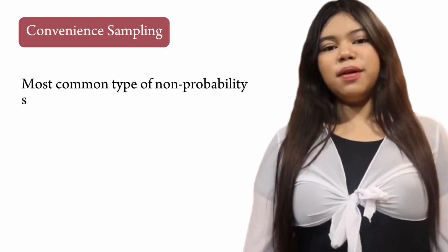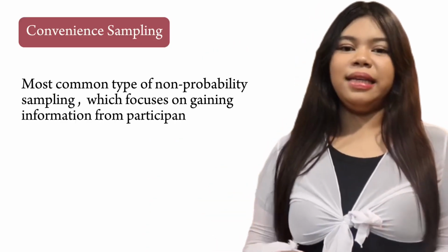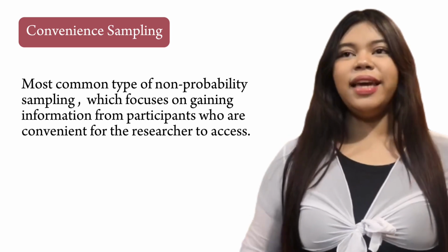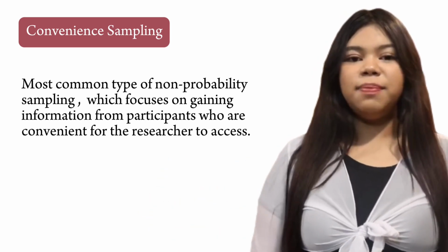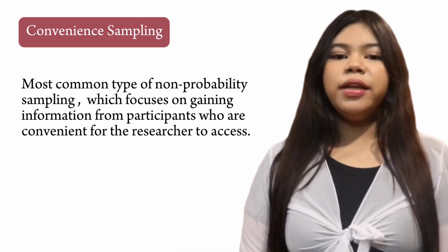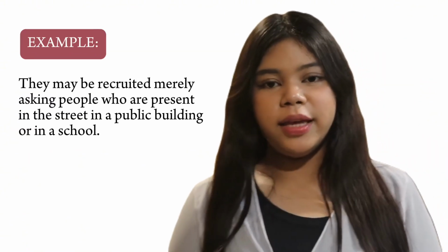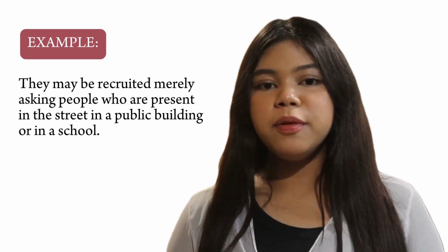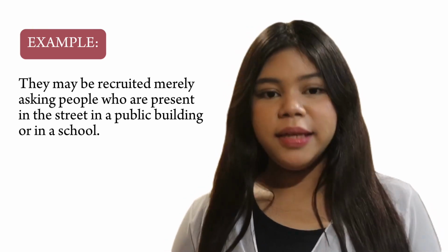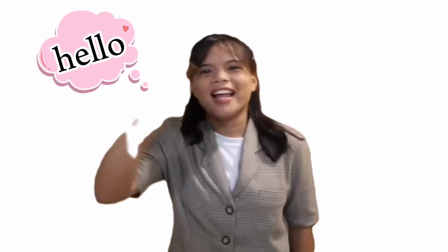Convenience sampling is the most common type of non-probability sampling, which focuses on gaining information from participants who are convenient for the researcher to access. For example, they may be recruited merely by asking people who are present in the street, in a public building, or in a school.